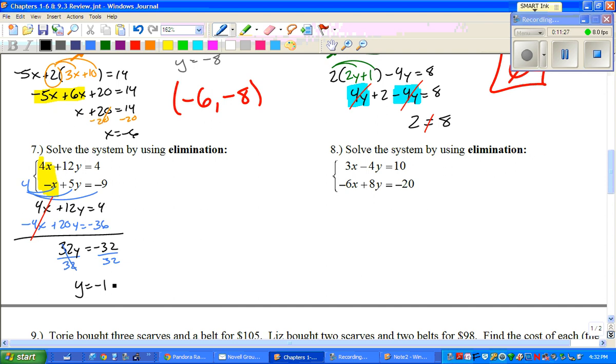Okay? And now let's plug it in. You can plug it into any of the equations. I'm actually going to use the top one because I think it's just a little bit easier. And we're going to plug in negative 1. So we get 4x minus 12 equals 4. And now I'm just using SADMAP to solve. Divide by 4. And we get x equal to 4. So my final answer for this one is 4, negative 1.